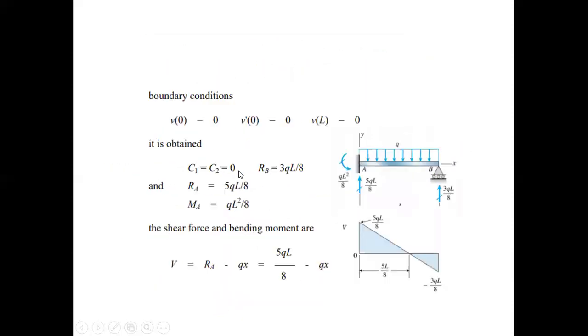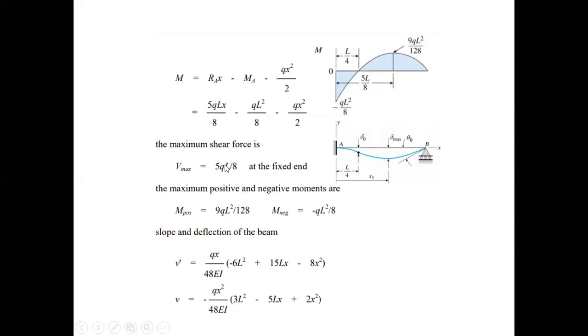The maximum shear force will be 5QL by 8, and obviously this is the maximum shear force. If we see here, the maximum shear force will be at the fixed end, and that is equal to RA, and the value of RA is 5QL by 8. So the maximum shear force will be 5QL by 8, which we have written over here at the fixed end. Similarly, the maximum positive bending moment is 9QL square by 128, and the maximum negative is minus QL square by 8. In this way, we have calculated the maximum positive and maximum negative bending moments, and the maximum shear force in this case.